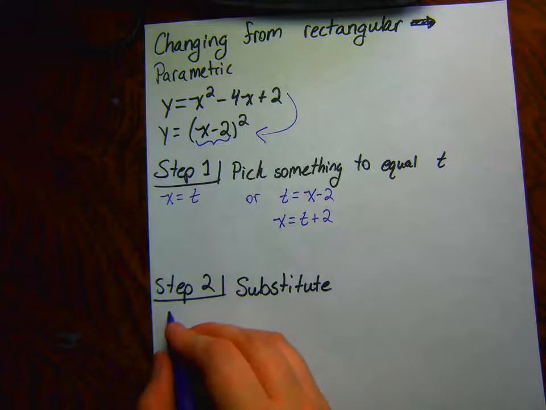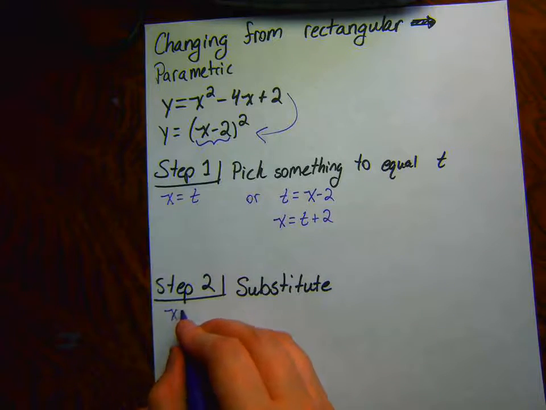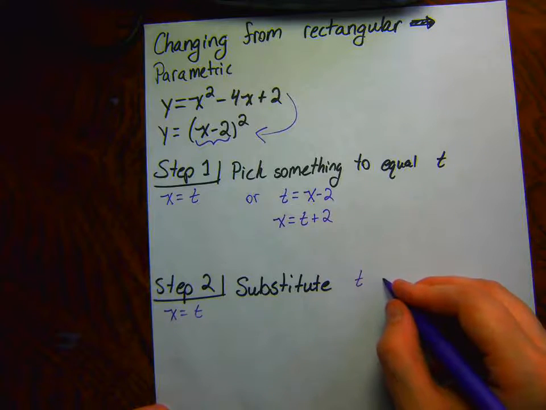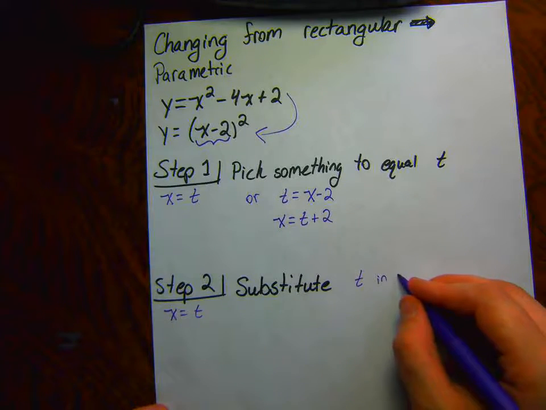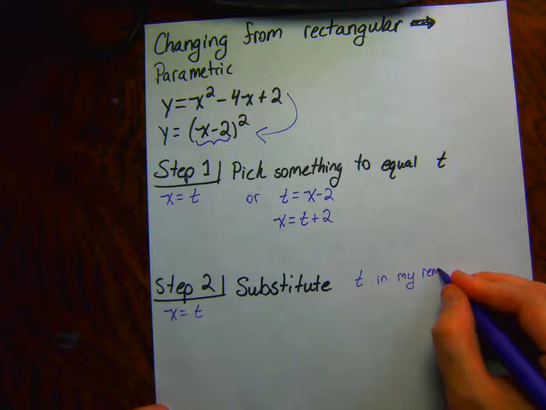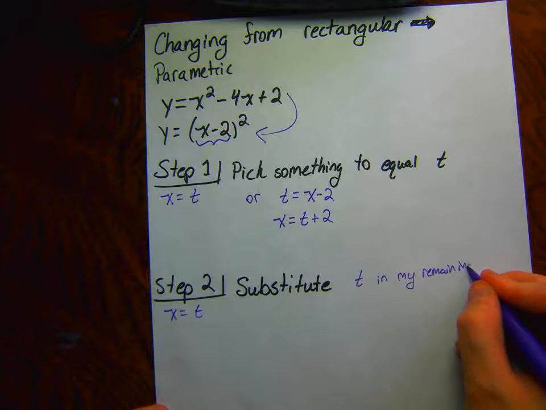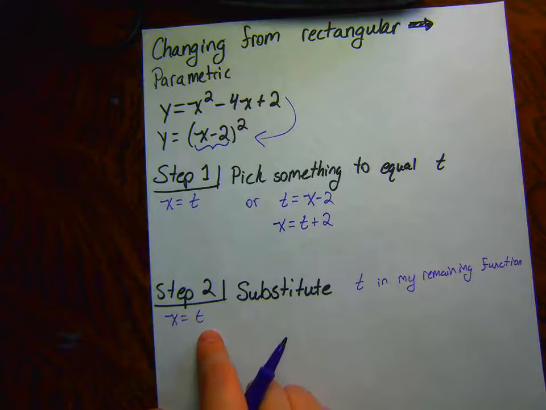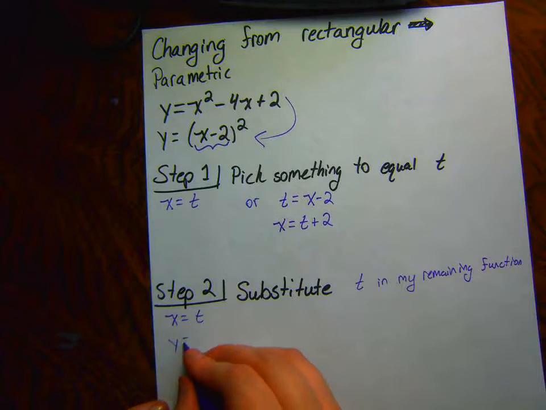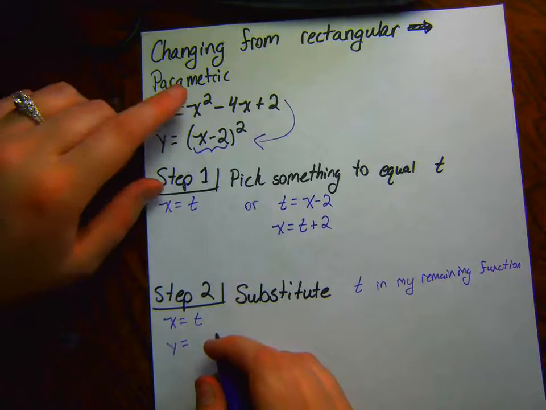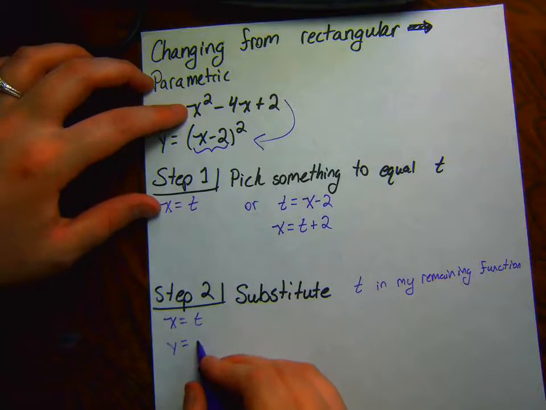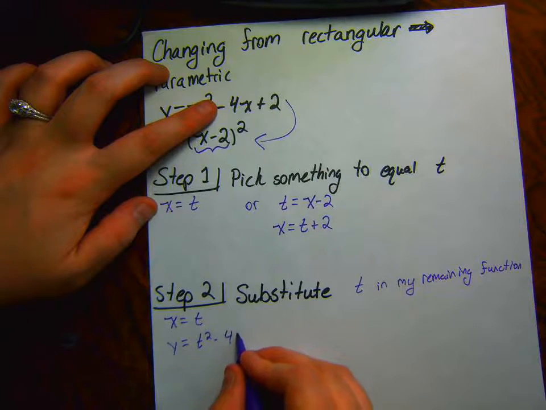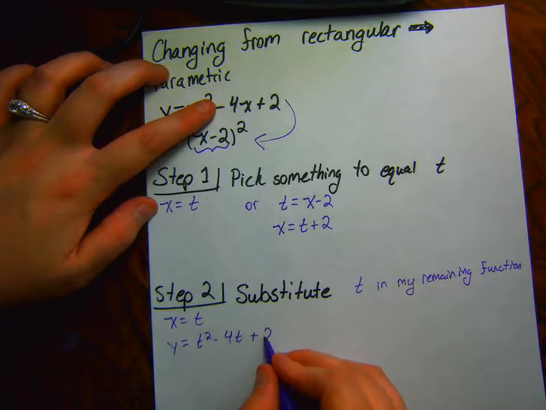Alright, now, since my x equals t, I'm going to substitute t in my remaining function. Since x equals t, then my y is going to equal, well, wherever I see an x, I'm going to put a t. So that's going to be t squared minus 4t plus 2.